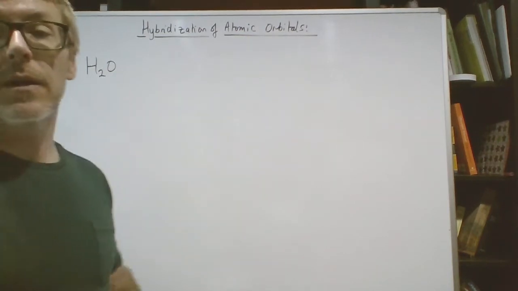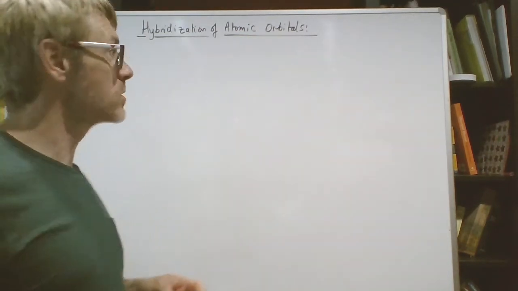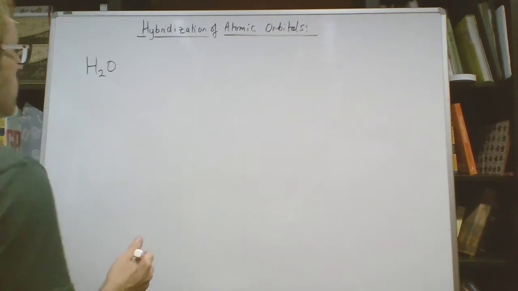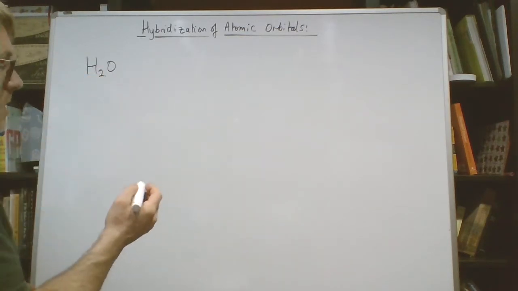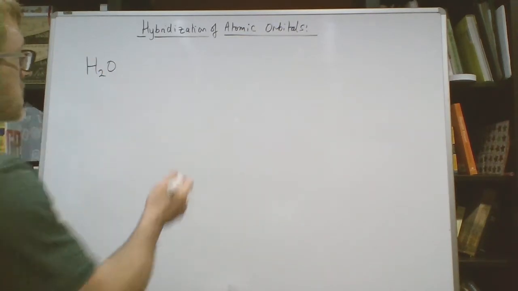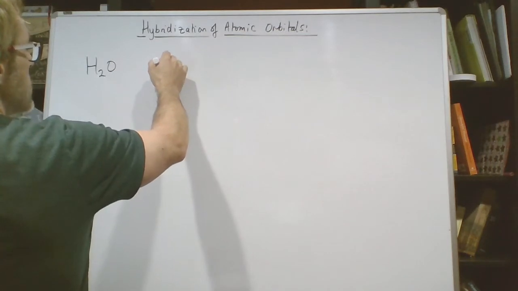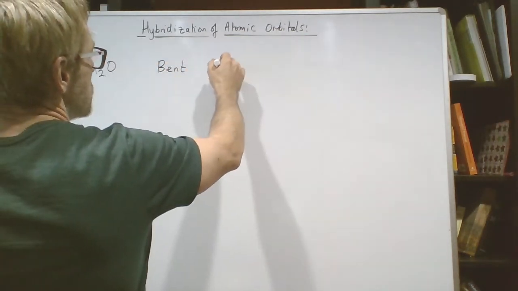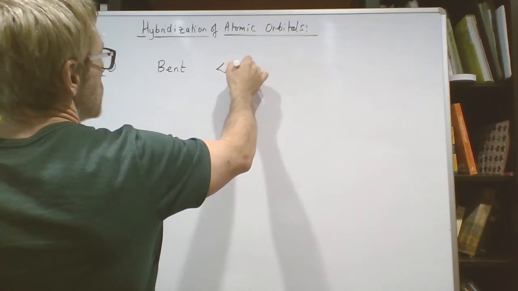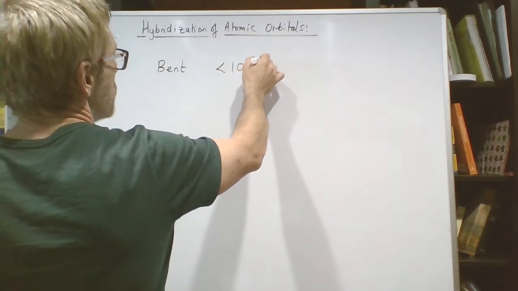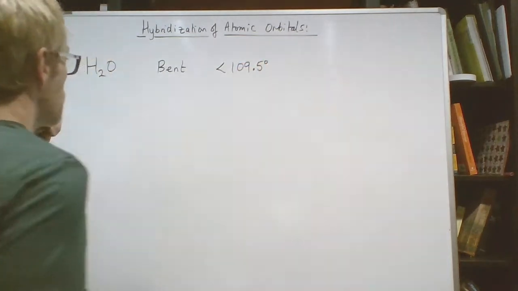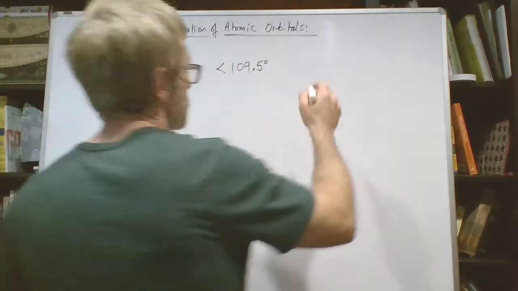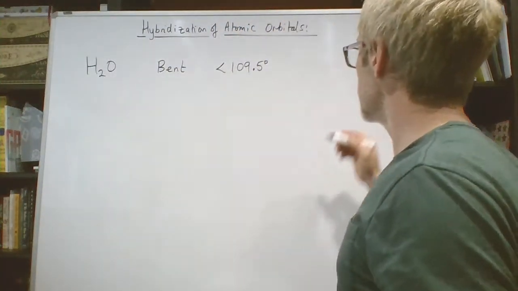Another canonical molecule to look at hybridization in is the water molecule. So we note here that the central atom is oxygen. We know from VSEPR theory that water is a bent structure and its bond angle is a little bit less than 109.5. And this is because it's an AB2E system.